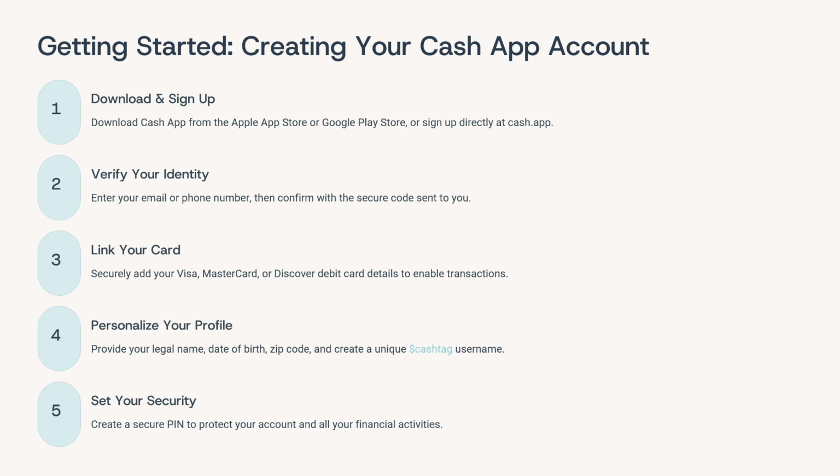Add your Visa, Mastercard, or Discover debit card details to enable transactions. And personalize your profile. Provide your legal name, date of birth, zip code, and create a unique hashtag username. Set your security. Create your secure PIN to protect your account and your financial activity.